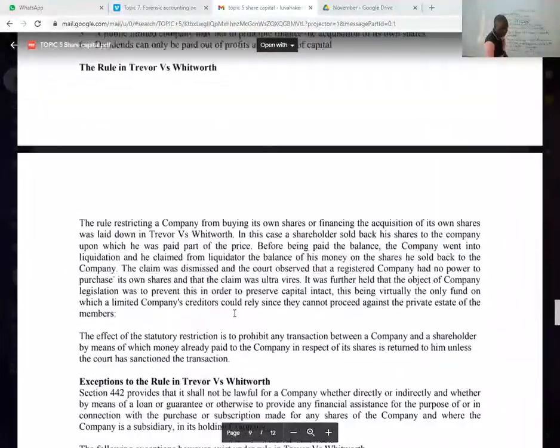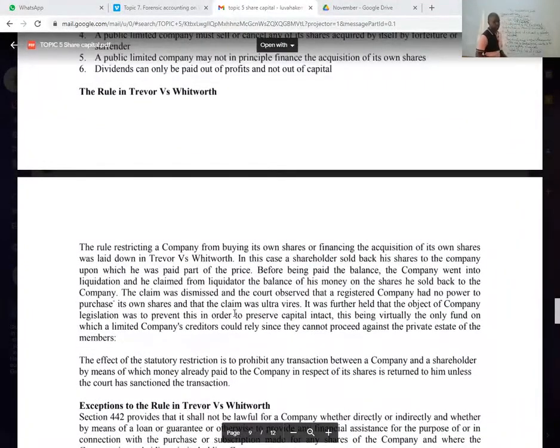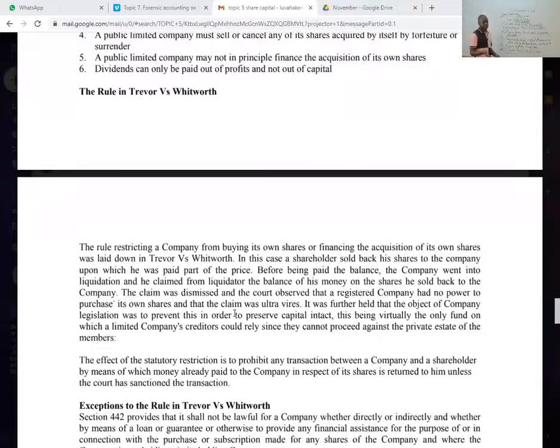So it is here, the rule in Trevor versus Whitworth. This one is actually very famous. It is a rule you cannot afford to forget. Most probably, it will be tested, so you must actually be very keen. The rule states like this. The rule restricting a company from buying its own shares or financing the acquisition of its own shares was laid down in Trevor versus Whitworth.